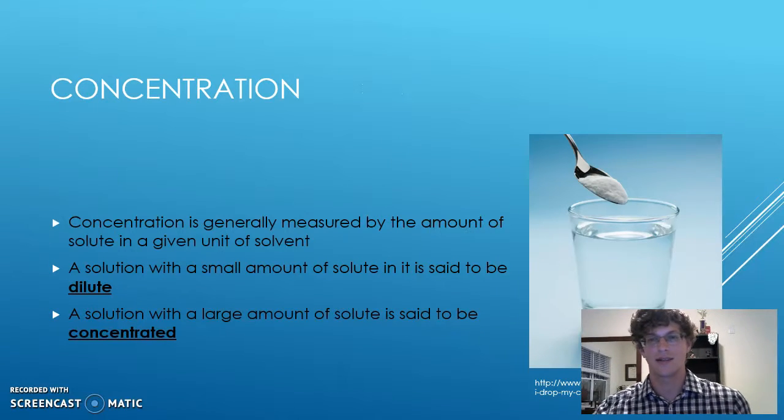So let's talk about concentration. Concentration is how you talk about how much solute is dissolved in the solvent. So a solution that only has a small amount of solute in it is called a dilute solution. A dilute solution has a very low concentration of the solute and is said to be very weak. And a solution with a large amount of solute is said to be concentrated. The different amount of solutes dissolved in the solvent determine how much of a chemical reaction can take place.